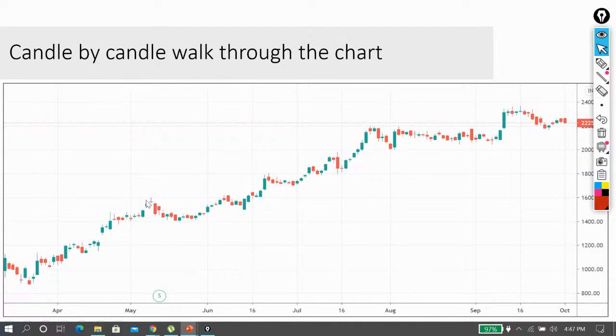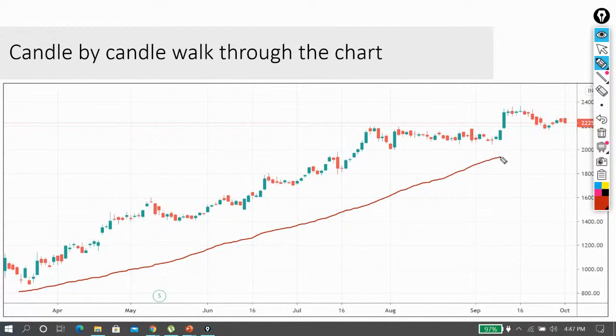Okay, this is the chart of Reliance again, and let's have a candle by candle walk of what happened from April to October. If we try to analyze this chart overall, we see that this is going up. No problem in that. But the point is, when you are here, you do not know what will happen next. When you are here, you do not know what will happen next. So how do you interpret it? Let's try to do that one by one. Which candle is this?